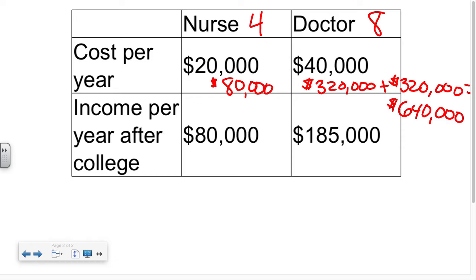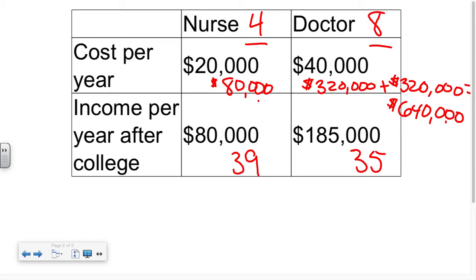And if I were to look at it, this cost me $80,000 and I could make $80,000 a year. This cost me $640,000, but I would only be making $185,000. Let's assume that I'm going to work for 35 years in either field. Or let's say I work for 35 years after as a medical doctor. Technically, that means I can work 39 years as a nurse, because I have 4 extra years where I can go work rather than being a doctor. Let's just keep the numbers even like that.